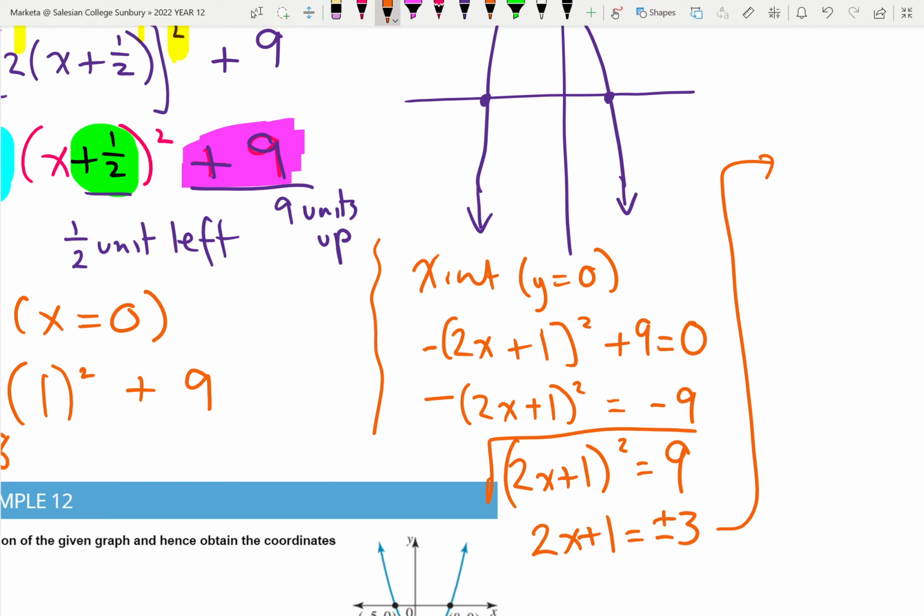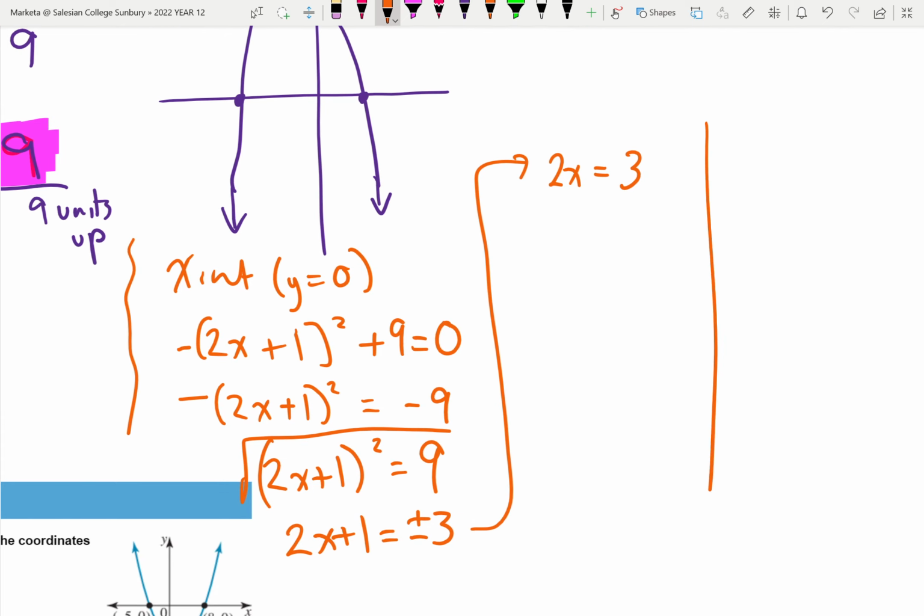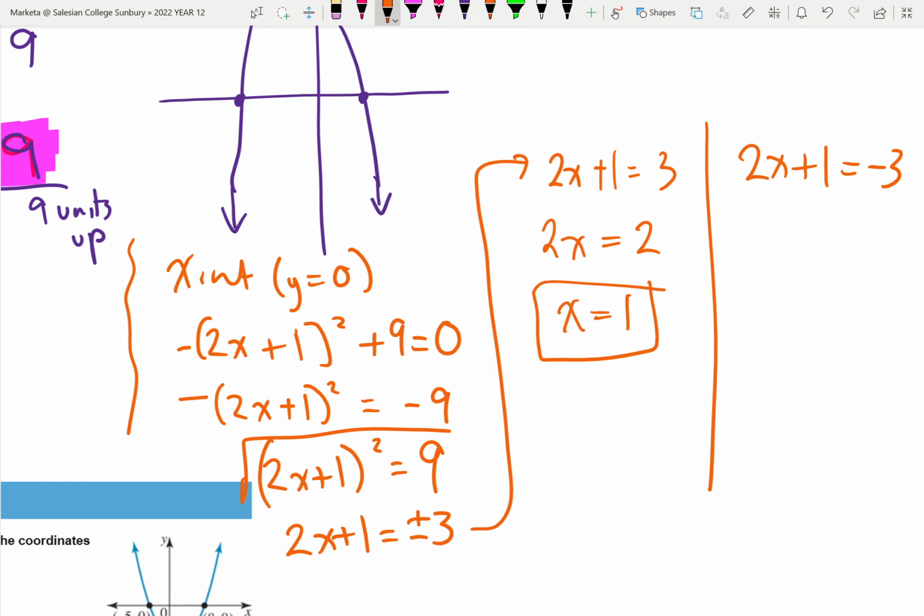So obviously we need two values. 2x plus 1 equals positive 3, and actually I've left off the 1 there. And 2x plus 1 equals neg 3. So see, I'm writing them both out, so then it's easier to work with. 2x equals 3 minus 1 is 2. So x equals 1 is one of my solutions. 2x equals neg 4, so minusing 1 on both sides. x equals neg 4 divided by 2 is neg 2.